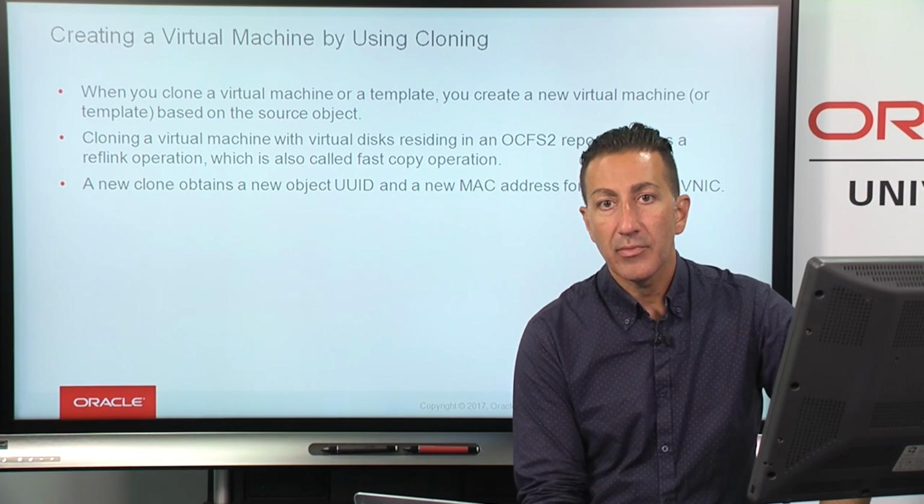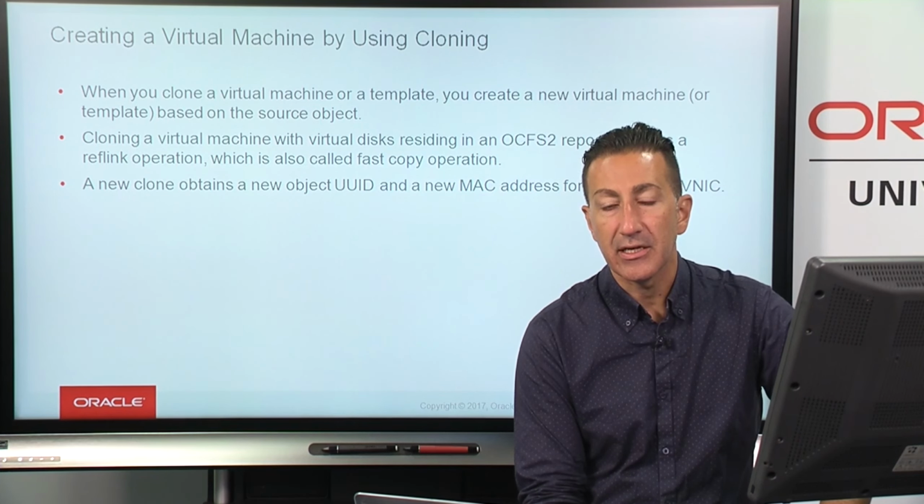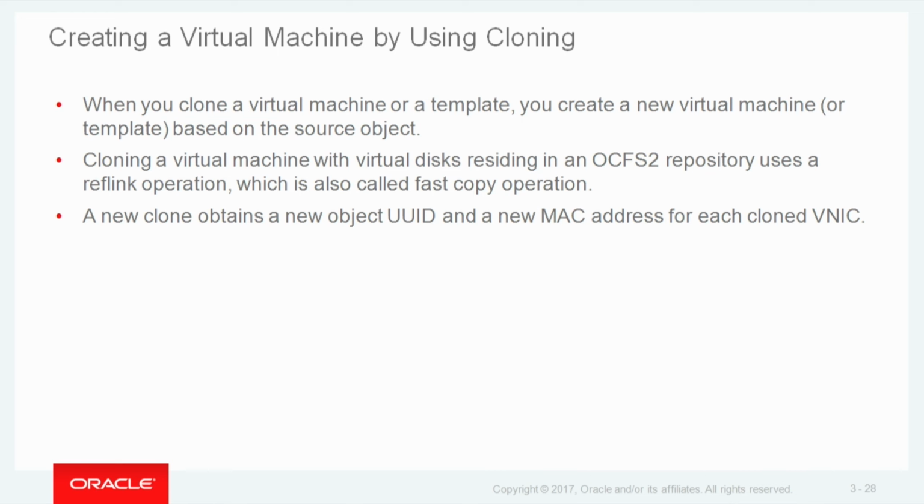When you clone a virtual machine, the way it works depends on where the existing template files or virtual machine files reside. For example, with a virtual disk residing in the OCFS2 repository, you use a reflink operation, which is also called a fast copy operation. So you get the benefit of this reflink functionality on the OCFS2 repositories, and you save time in the process of cloning and creating a new virtual machine based on these templates.